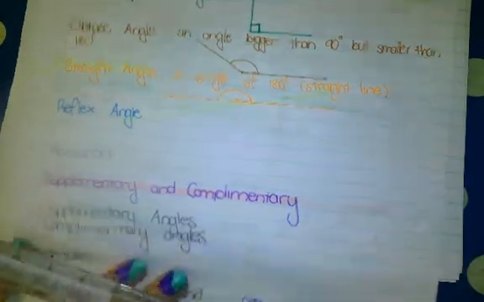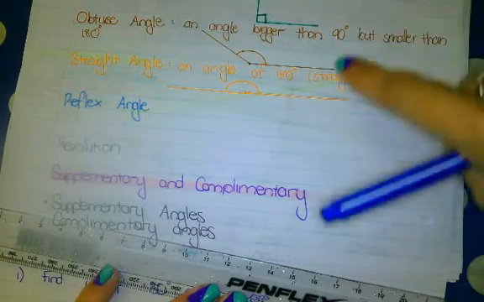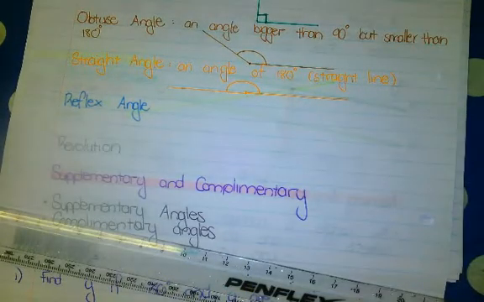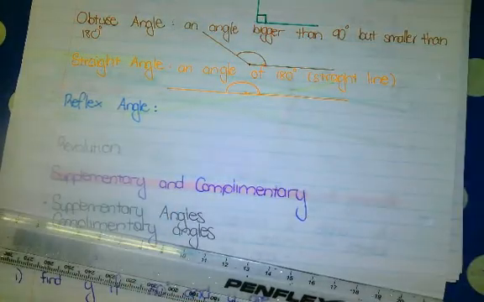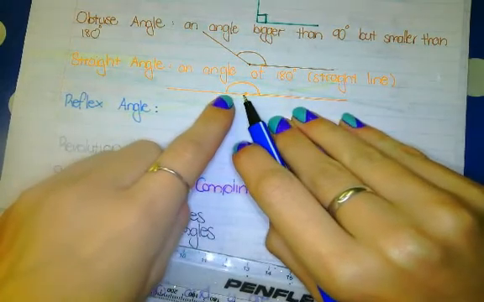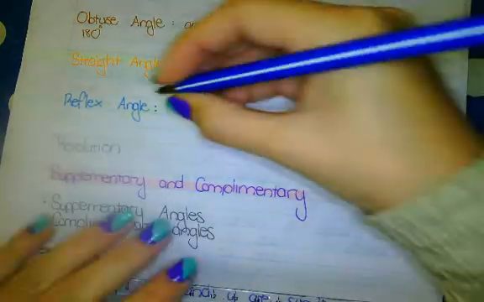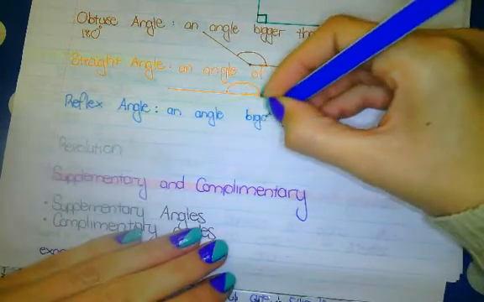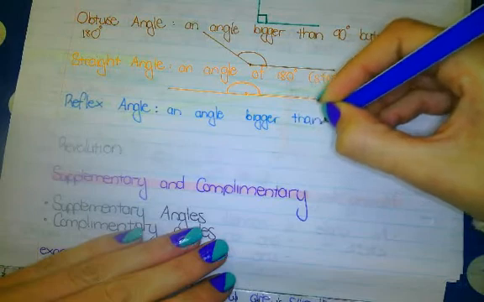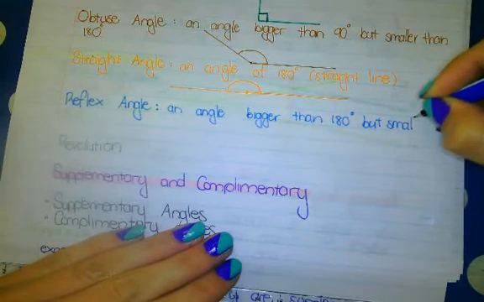Okay, next up, reflex angle. A reflex angle, and we don't see these too much in our calculations, we more deal with the first four, but a reflex angle is an angle that's bent over backwards basically. So it's an angle that's greater than 180 degrees, so it's bigger than this, we've got to open it up even more, but it hasn't yet formed a full revolution. Okay, so a reflex angle is an angle bigger than 180 but smaller than 360.